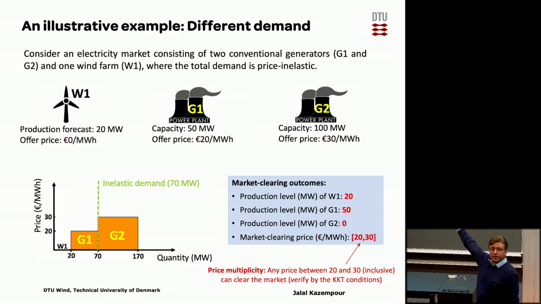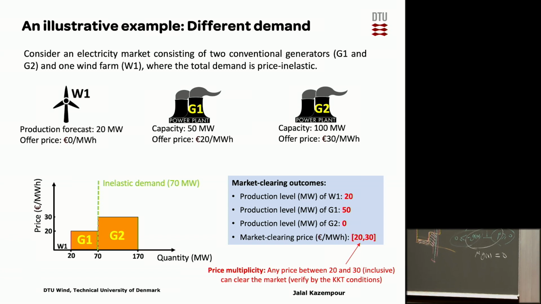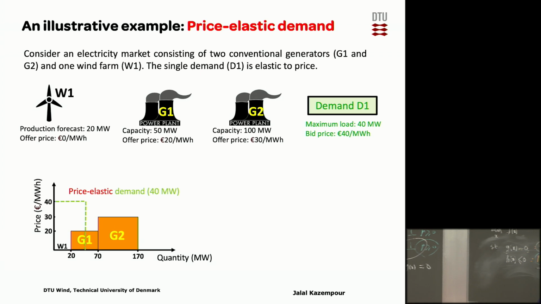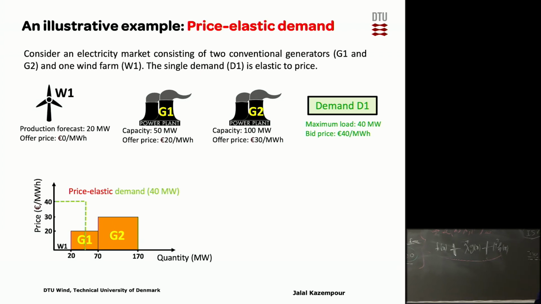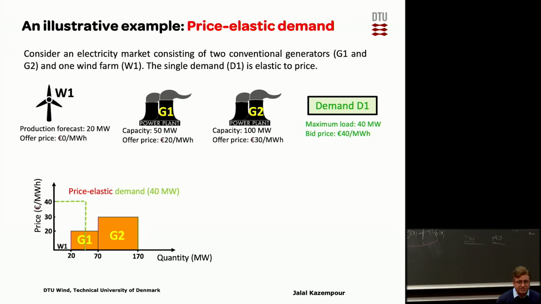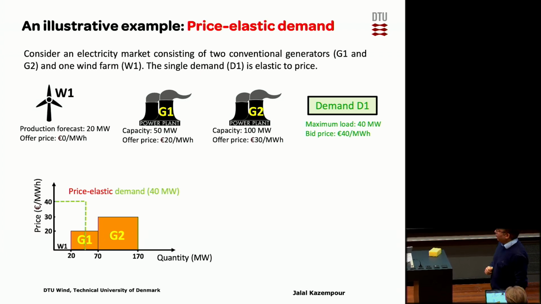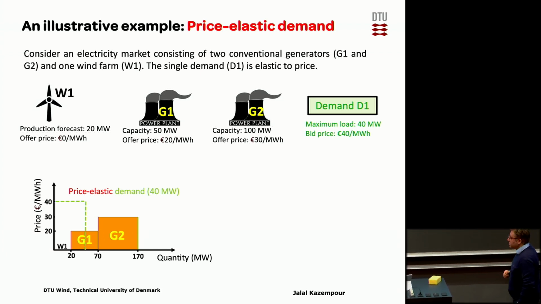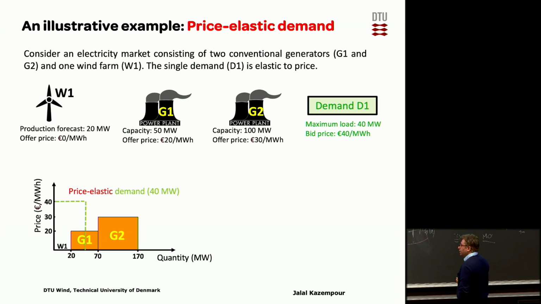How often do you think it happens in reality? It doesn't happen much. It's a very rare case, especially if you have a network. But it's a good mathematical challenge. So let me now add, what is the difference here? Now we make demand, our single demand, elastic to price. So now demand says that, okay, I can pay only if the market price is not above 40.